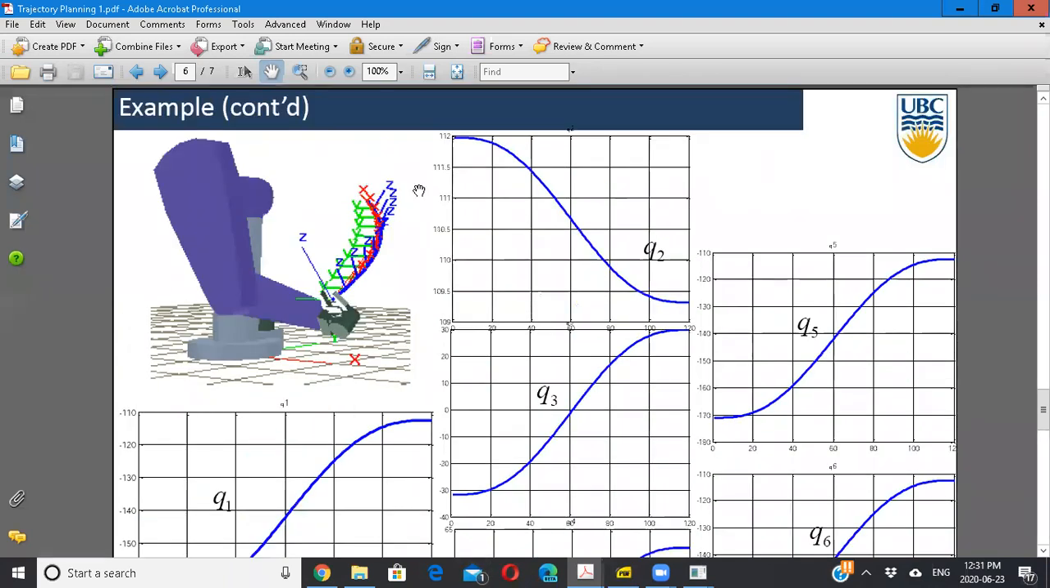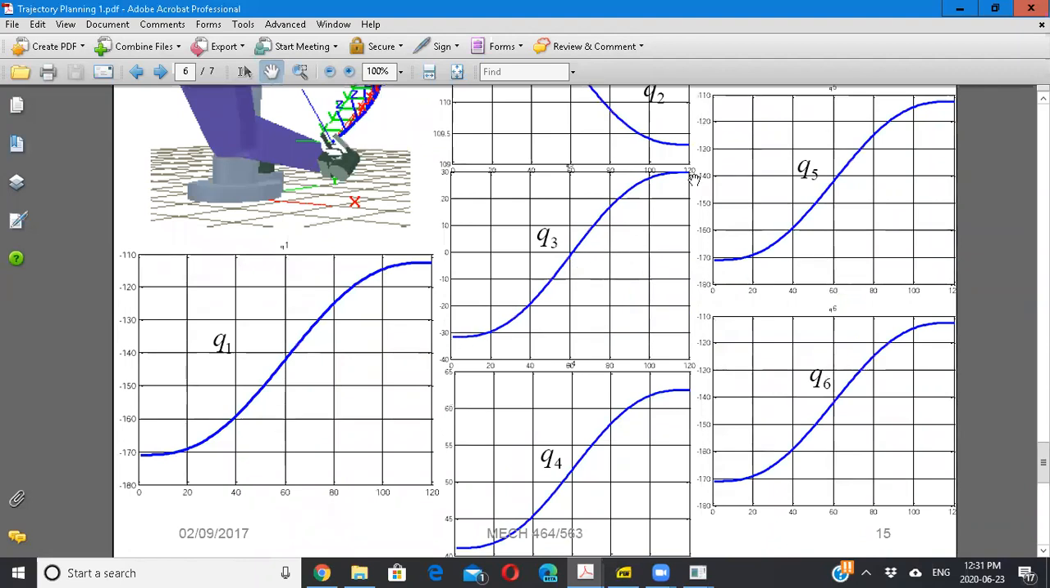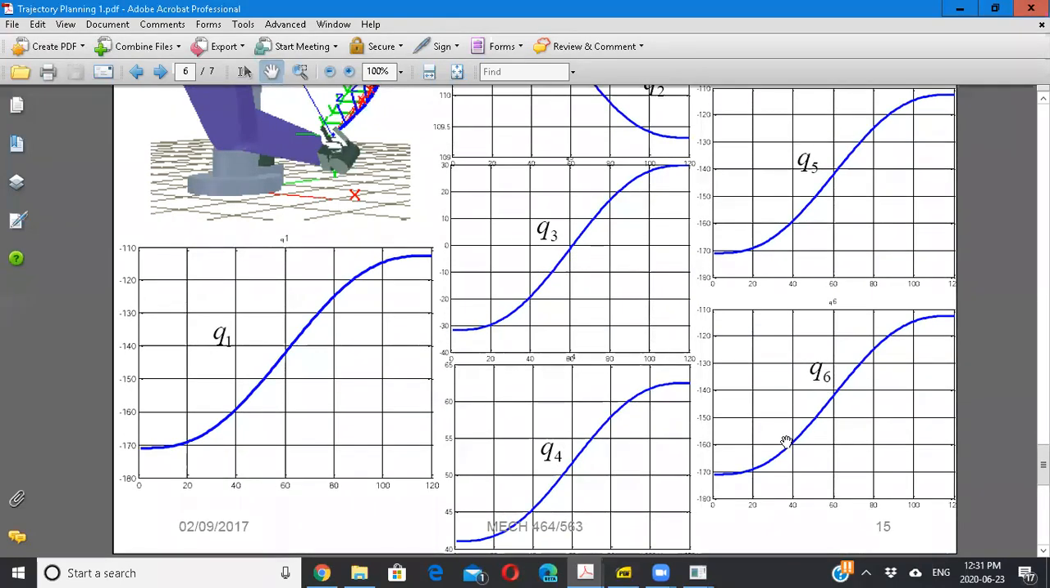Similarly, joint 2 was supposed to go from 112 degrees to 109 degrees. And look at the shape of the path. It's very smooth. It couldn't be smoother than this. It also tells me that in the middle, its rotation is faster. In the start, it's very slow. In the end, it's also very slow. That's why you see the curve. Similarly, joint 3 goes from minus 30 to that, and joint 4, joint 5, joint 6.